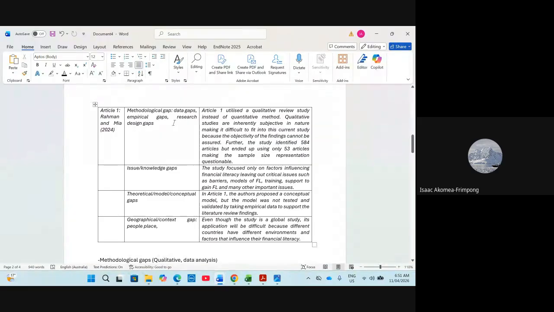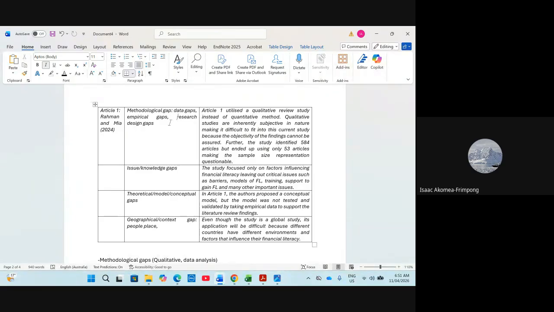You can also look at it from the research design. Well, the word research design, qualitative and quantitative, they are all the same. Yeah, so that's basically the methodology part.